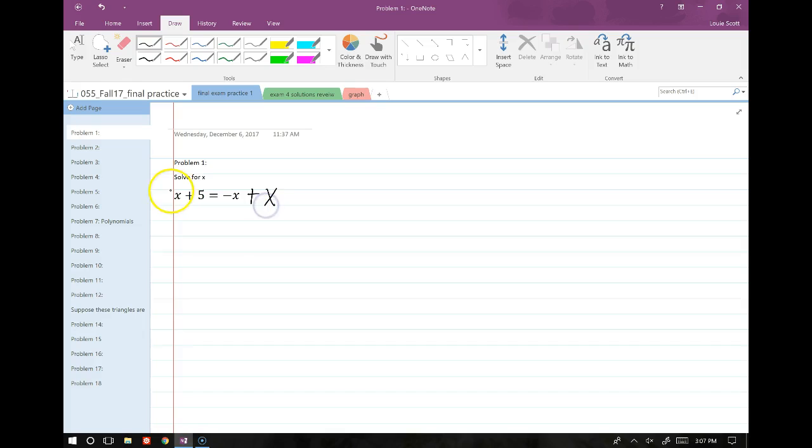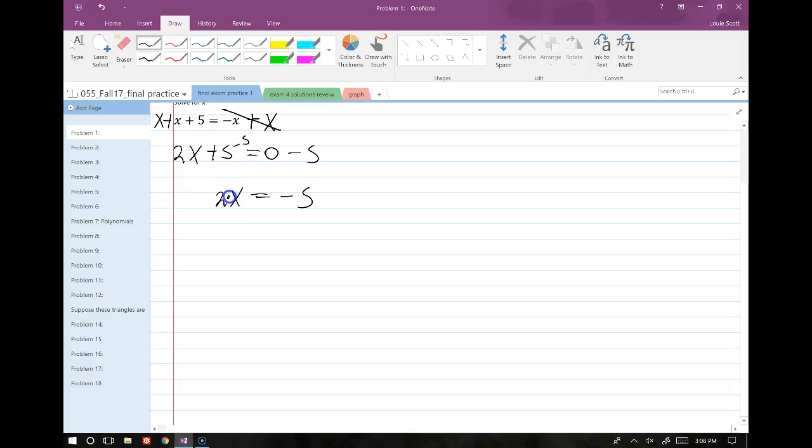So plus x and plus x. X minus x is 0, so those go away. And over on the left side, I have 2x plus 5 equals 0. Now I'm going to subtract 5 from both sides. That's going to give me 2x equals negative 5.